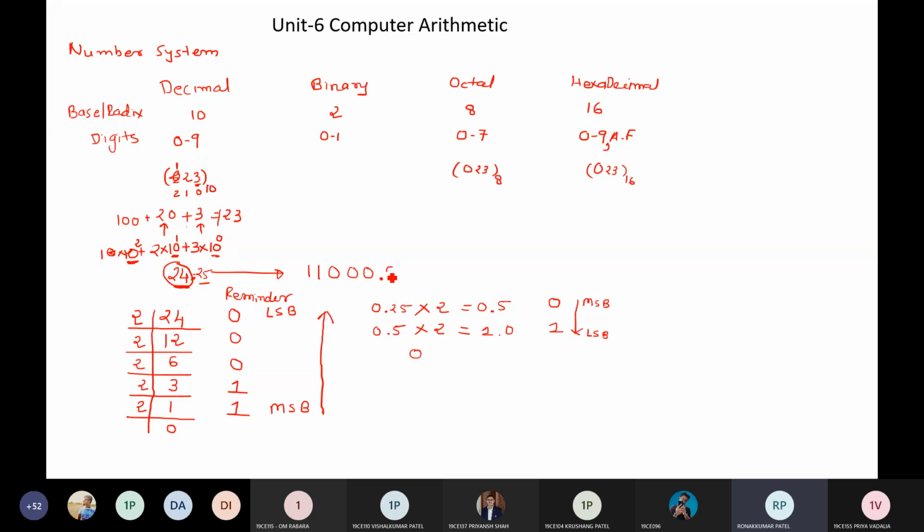So the most significant value comes first and then your least significant value. So 0 1 base 2, right? So 24.25, this decimal value we have represented in binary. So this way you can represent it in binary.